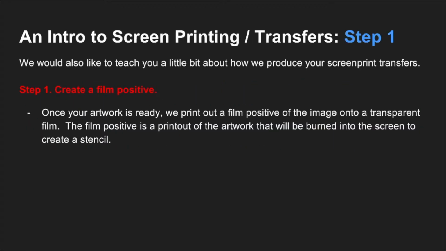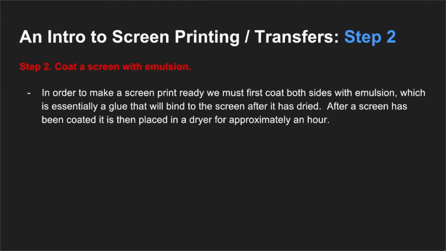Section 2 is an introduction to the screen printing process. First, in step 1, we have to create a film positive, which involves taking the digital artwork and printing it onto a transparent film. Once we have that film, we're going to coat a screen with emulsion, essentially glue. That'll eventually become our stencil.